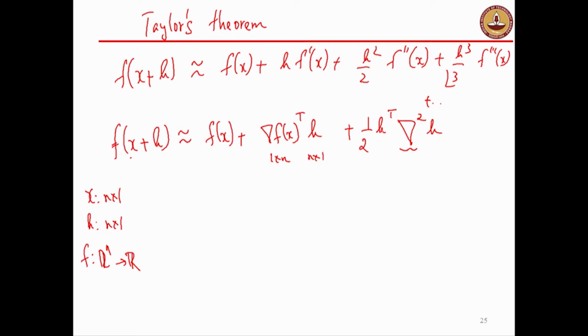And this completely makes sense, right? h is a vector of size n cross 1, so h transpose is a vector of size 1 cross n. This is a symmetric matrix of size n cross n, and this is a vector of size n cross 1. So this is a number. I am going to assume that there are remainder terms or higher order terms. I can usually bound this by terms which are cubic in the size of h.